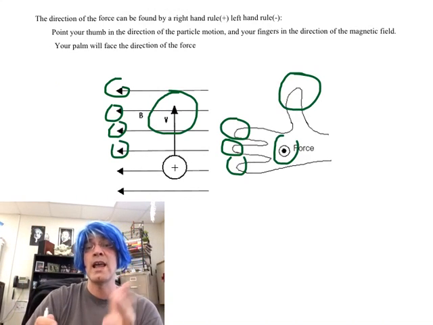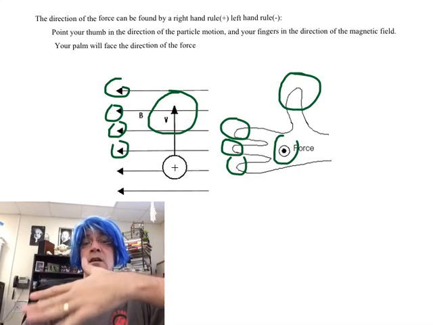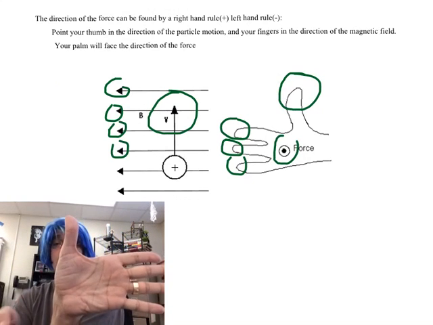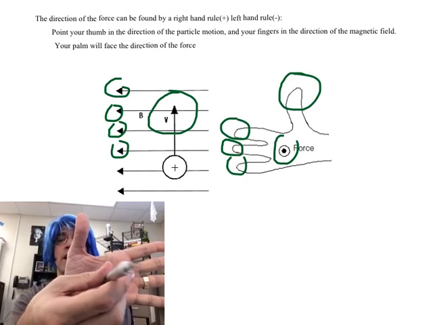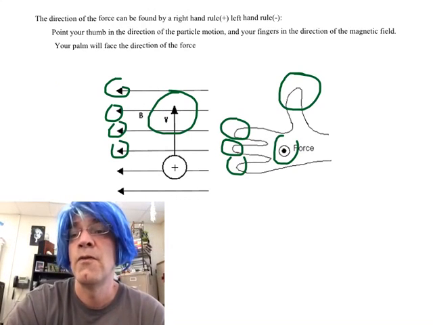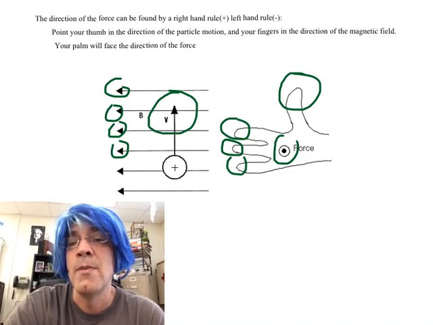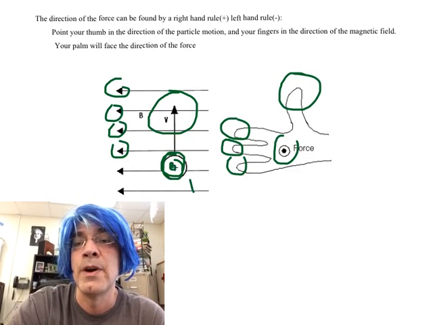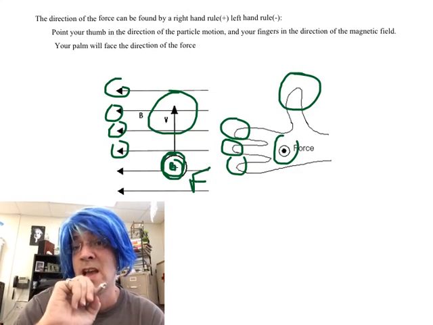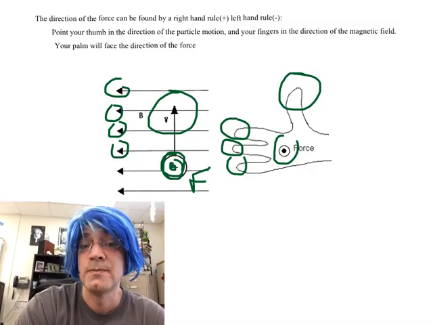And if you use your right hand, thumb goes up, your fingers go that way, and your palm shows you the force comes directly out of the screen. And so for your force, you say a circle with a dot. You can even put that circle with a dot on the actual thing and put an F on it and say the force is coming out of the page.